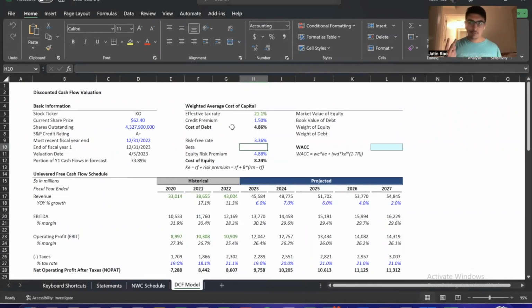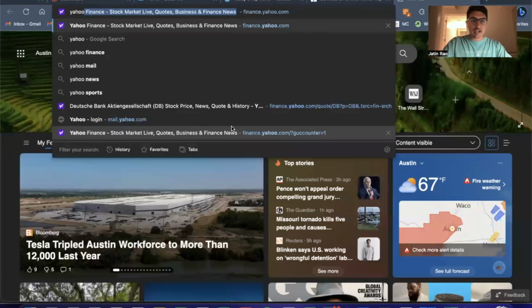Now, there's two main ways of calculating beta. You can either calculate beta through historical prices. Well, actually, there's three ways. The first is you can go to Yahoo Finance and you can get it. So let's actually do that. Yahoo Finance.